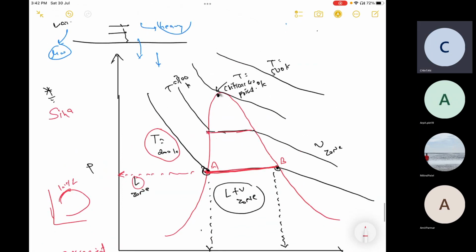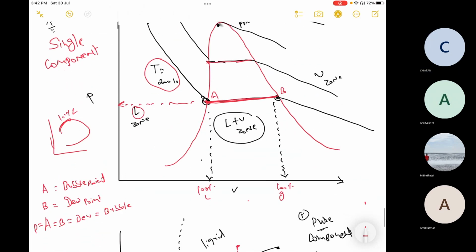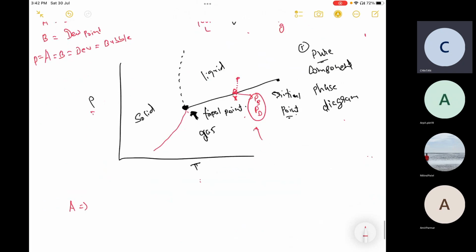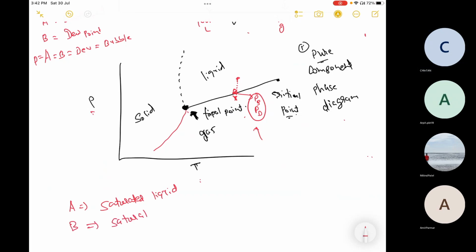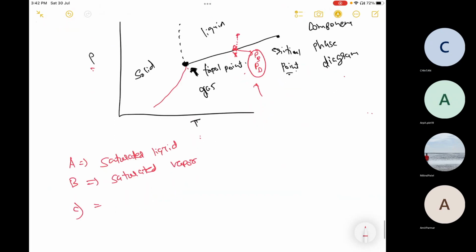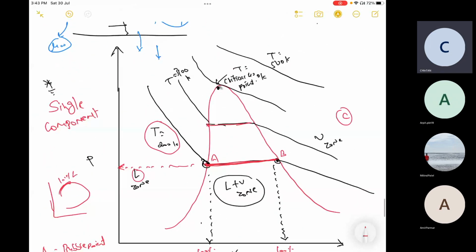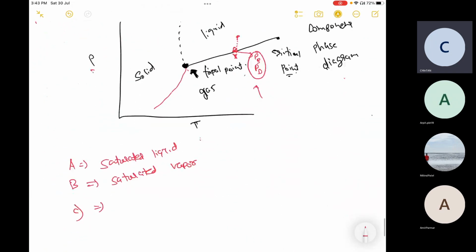I'm writing here for a single component. Let's suppose A is the point where we have saturated liquid, that means 100% liquid. And B is saturated vapor. Let's suppose this is zone C and this is zone D. So C is superheated vapor.